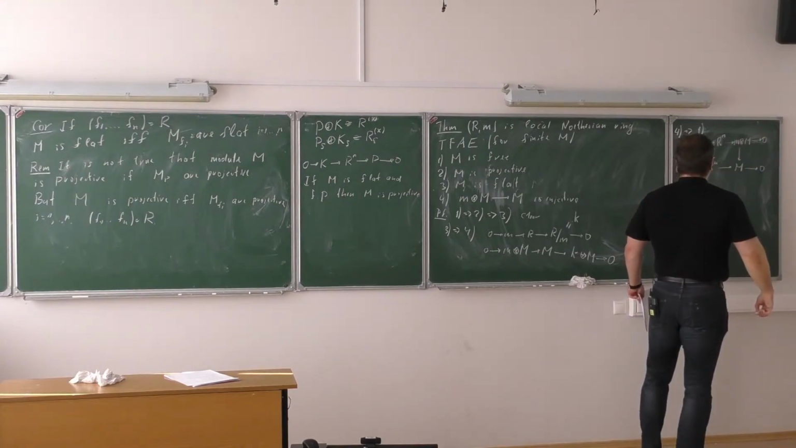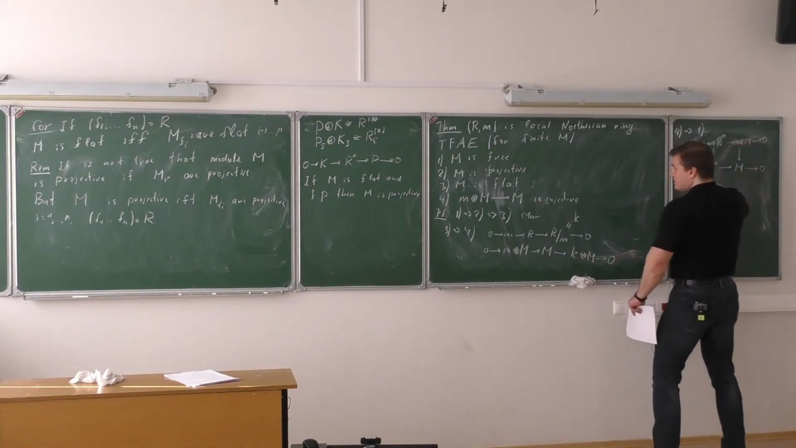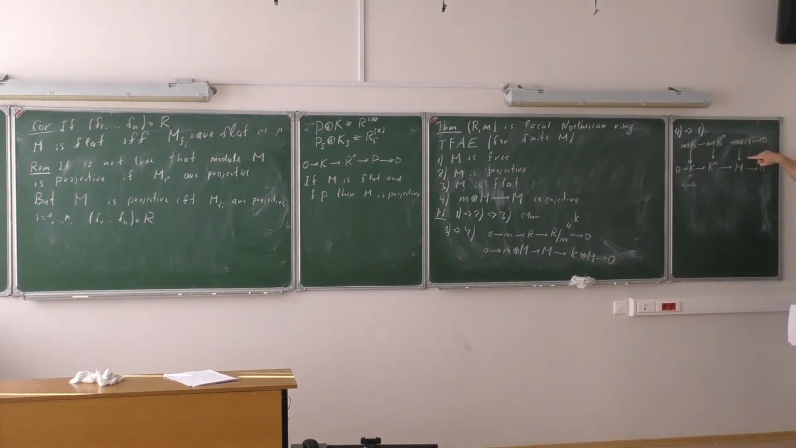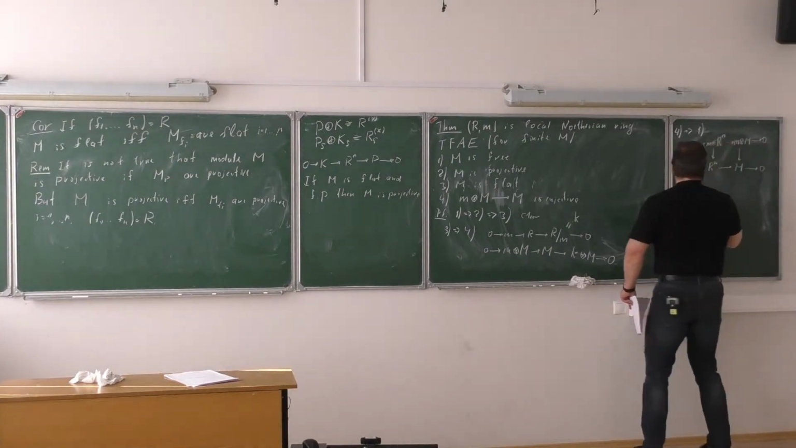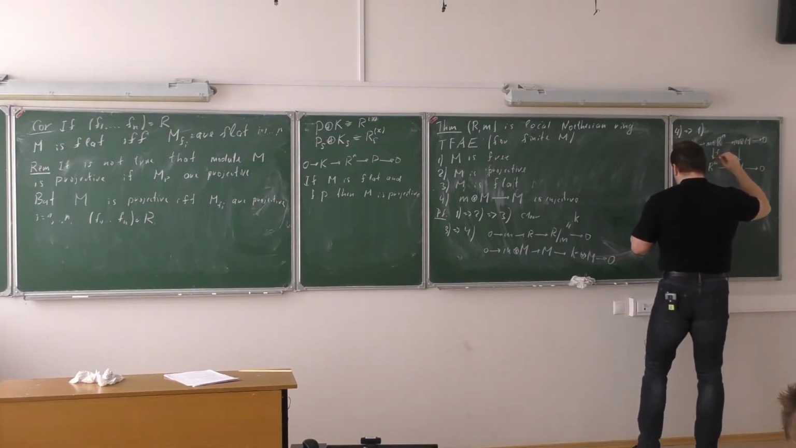Now I want to apply the snake lemma. Since I know that this map is injective, it means that there is no kernel here. So if I consider cokernels, I'll get a short exact sequence of three cokernels. Let me give some names to these maps: F, H, and G.